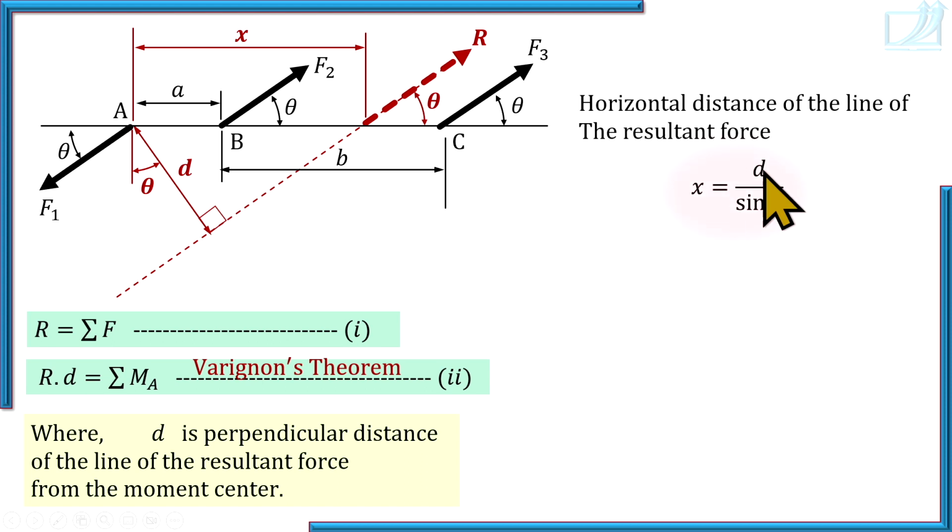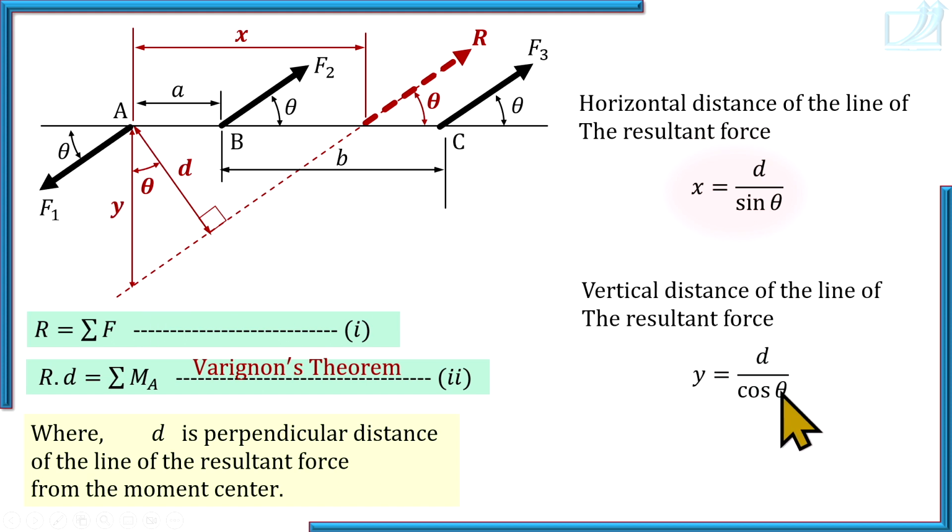Then the horizontal distance is x equal to d by sine theta. Remember, this angle theta will appear here. Opposite side by hypotenuse, x divided by d, that is sine theta, and therefore x is equal to d by sine theta. Similarly, if you want to find the vertical distance of the resultant from the moment center, this is how you will find it: y is equal to d by cos theta.